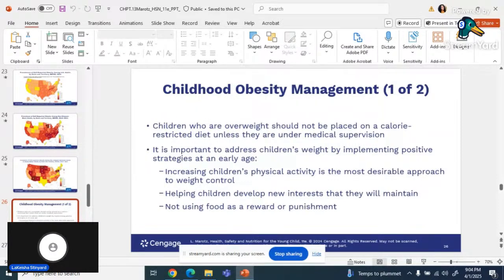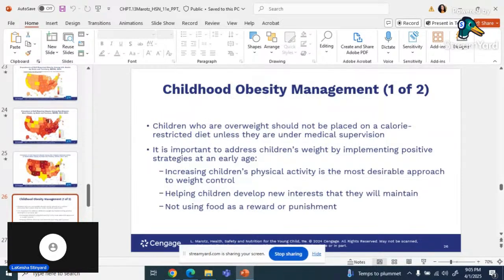Helping children develop new interests that they will maintain, and not using food as a reward or a punishment. You don't want to say, well, you eat all your green beans, I give you some ice cream. That's a reward or punishment. If you don't eat all them green beans, you're not going to get no ice cream. You're sure not leaving this table until you eat it all. You're going to bed hungry. Punishment.